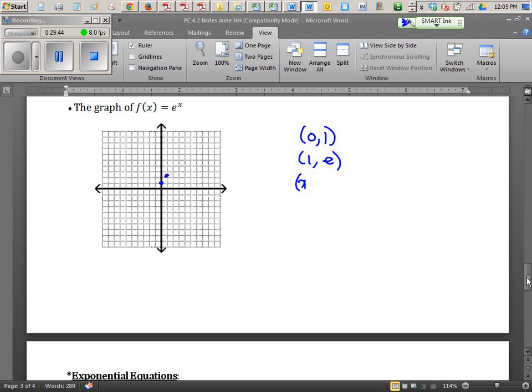And then, of course, it's going to pass through 2, e squared and 3, e cubed and -1, 1 over e, and -2, 1 over e squared, and so forth, none of which I'm willing to plot, except maybe I'll plot 2 comma e squared. I think it's between 7 and 8. So this one, again, I don't need a lot of detail, just so you know it's between 2 to the x and 3 to the x graphically, as I showed you earlier.